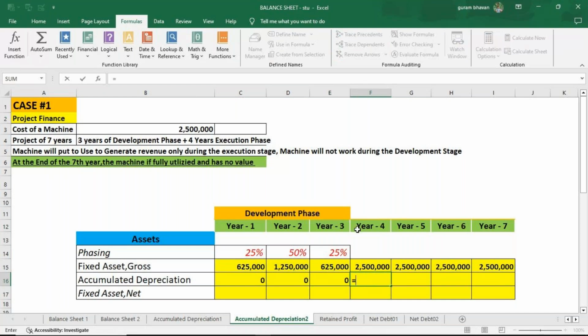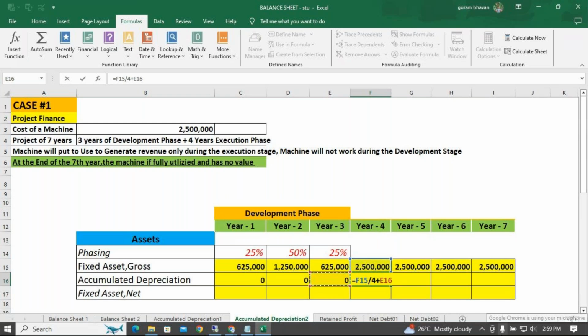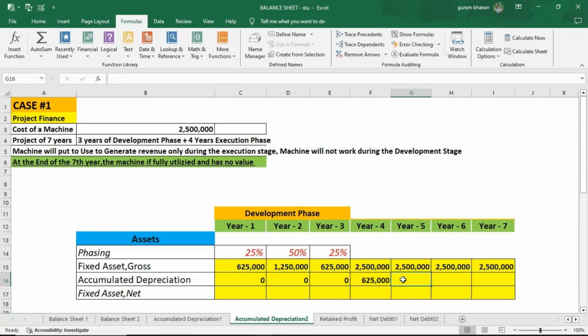Second, next, so here I'll type equals the value of fixed asset, since I am utilizing it for 4 years, divided by 4 plus the previous year depreciation value, enter. So let's understand here: equals the value of fixed asset divided by 4 years, where I am using my machinery: 1 year, 2 years, third year, fourth year, so 4, plus the previous year depreciation. So I'll just drag it, and now here I'll type equals fixed asset minus the depreciation.